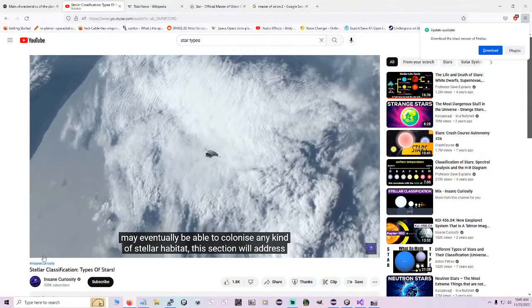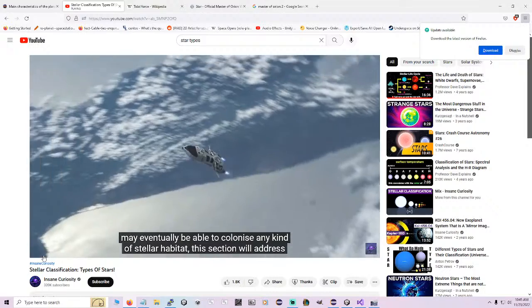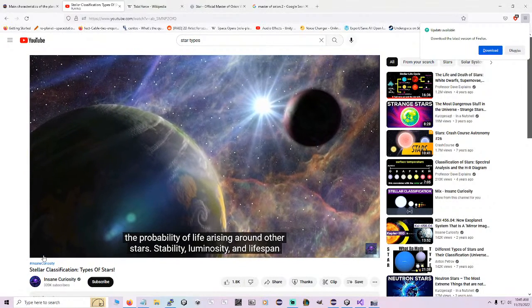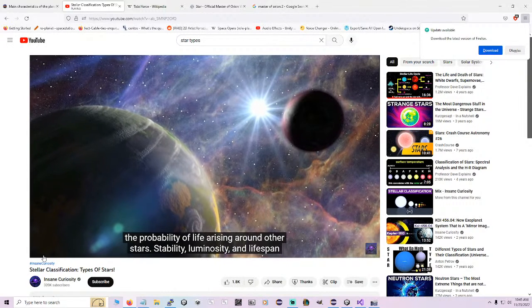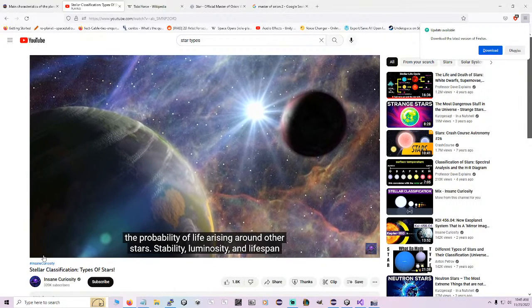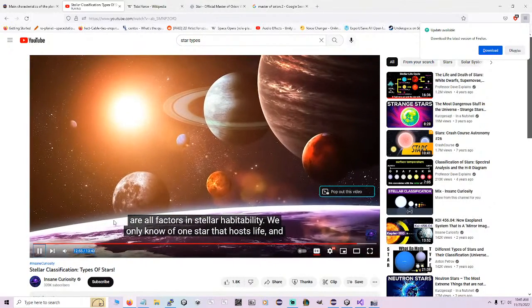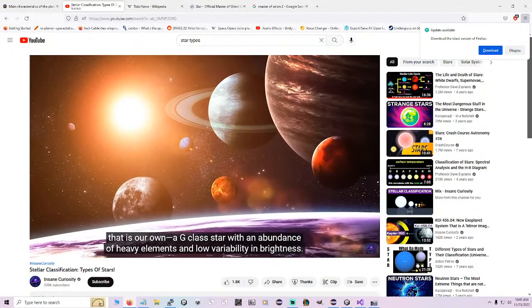Humans may eventually be able to colonize any kind of stellar habitat. This section will address the possibility of life arising around other stars. Stability, luminosity, and lifespan are all factors in stellar habitability. We only know of one star that hosts life, and that is our own.